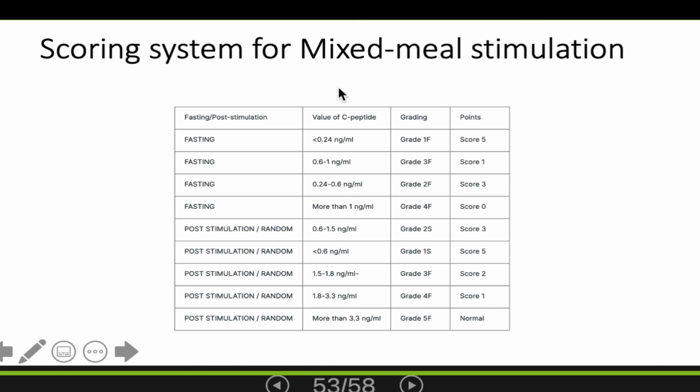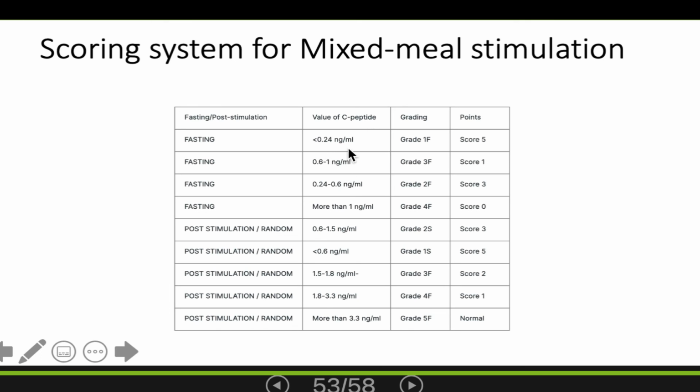Now, what we have done is our own personal data, but we have not published it. So please consider this as a pre-publication, sort of an expert opinion. We are working on a study for this for quite some time, and we are collecting data for that. What we have done is we have created a scoring system for the mixed meal stimulation test, with fasting and post-stimulation values.